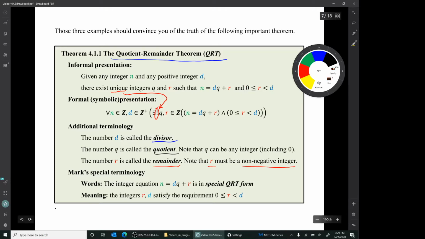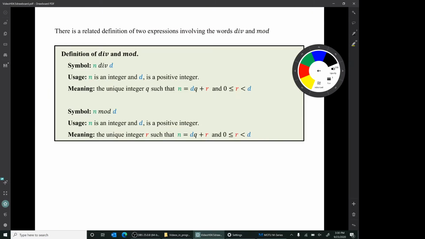Now, I'm going to invent some terminology. I'm going to say that this equation is in special QRT form when it has the additional property that it satisfies that inequality. We're going to often want to have an equation of this form that satisfies that inequality. Now there's a related definition of two expressions that use the words div and mod.